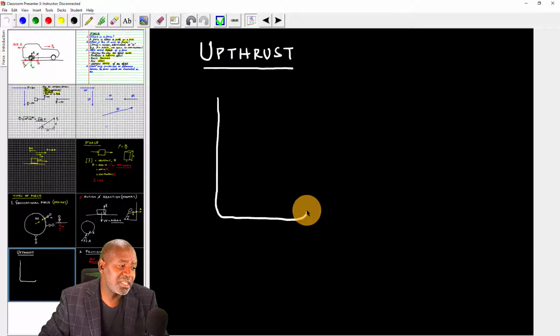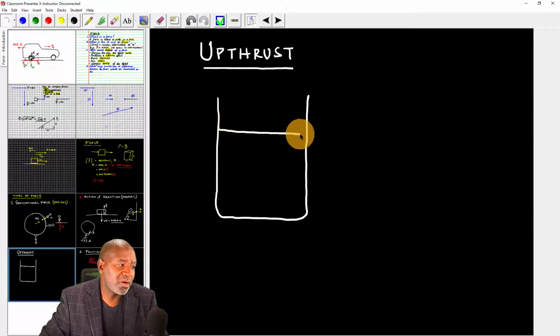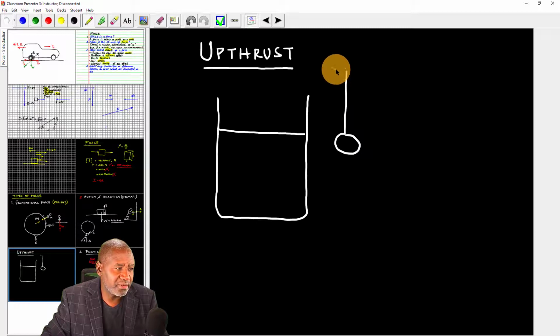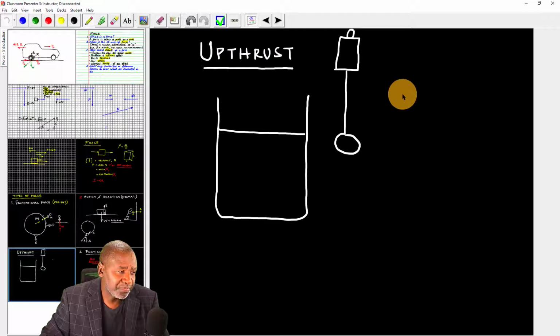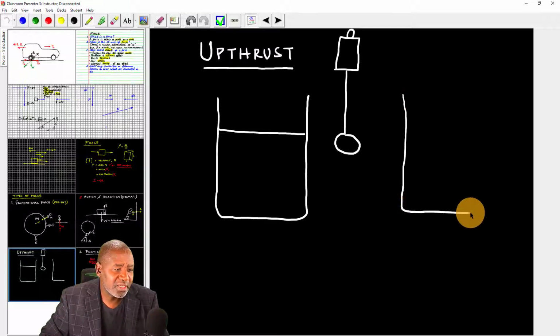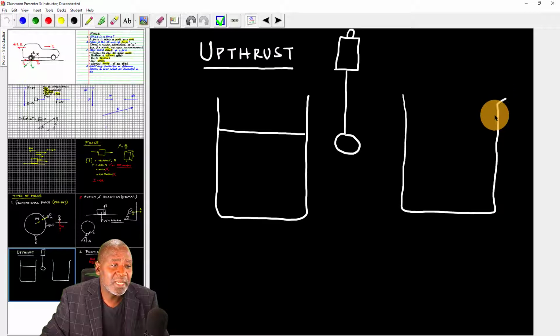But for now, we can just look at a simple situation whereby we've got a beaker of water there, and then we've got a string. There's an object there. It's supported on a spring balance. By the way, we forgot to state that the apparatus we use in the lab to measure force is referred to as a spring balance or a force meter. Force meter. Now we are going to take that object and immerse it in this water.